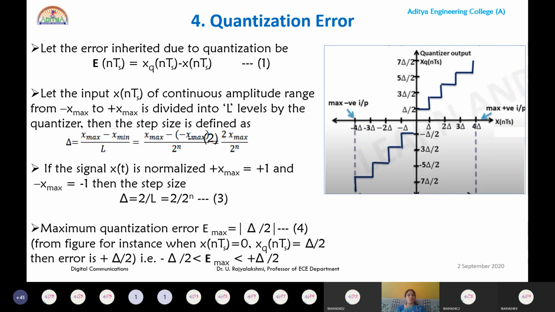So what is the third point? The maximum quantization error is mod delta by 2, and the range is from minus delta by 2 for the negative extremity to plus delta by 2 for the positive extremity. Okay, now those are the 3 points. Let us move to the next slide.